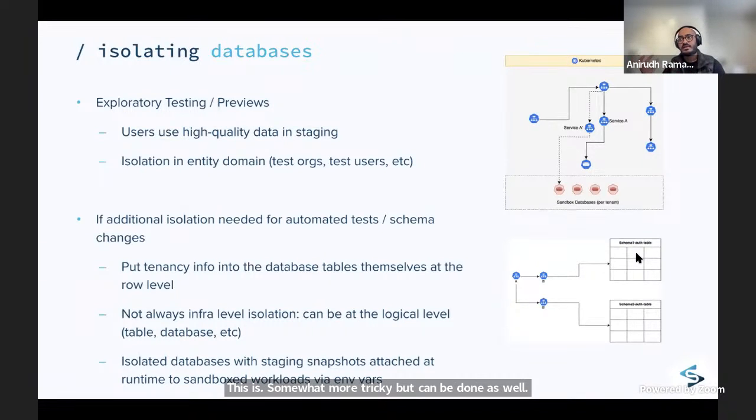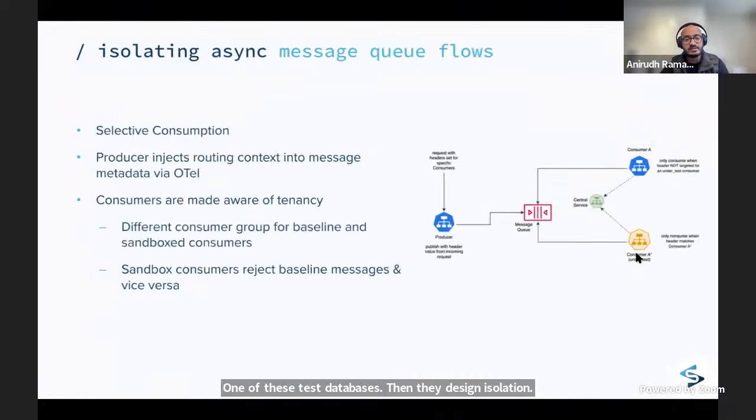Another thing that I've seen as a pattern is people setting up databases which have snapshots of staging data running in them. And then the sandboxes just dynamically pick one of these test databases when they desire isolation. So that is essentially how you deal with data.